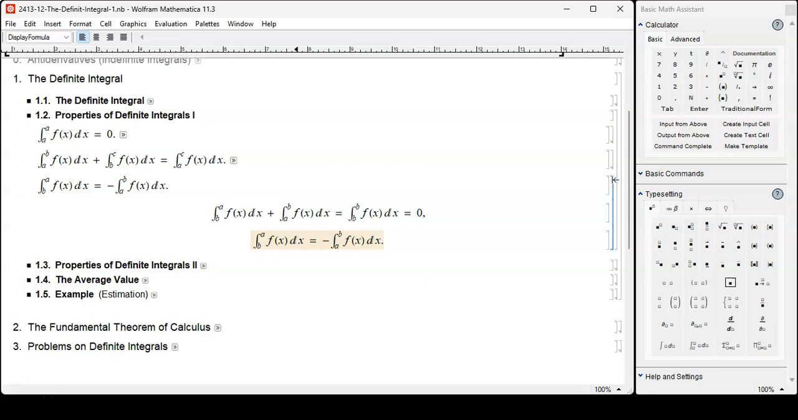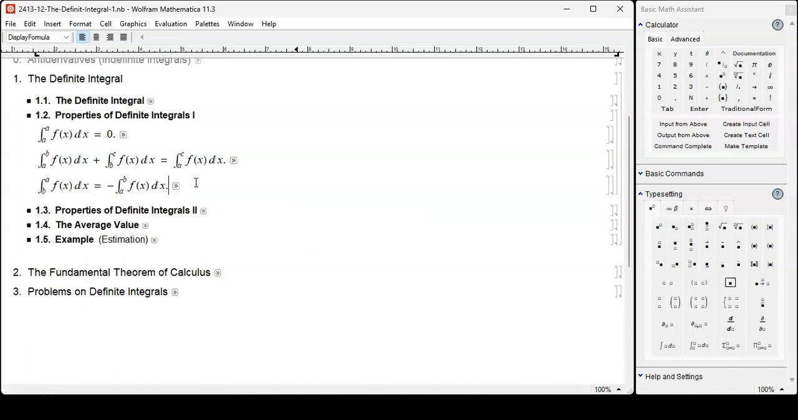Now if you follow all this, great. If you don't, just accept this as a formula. These two, and that too.